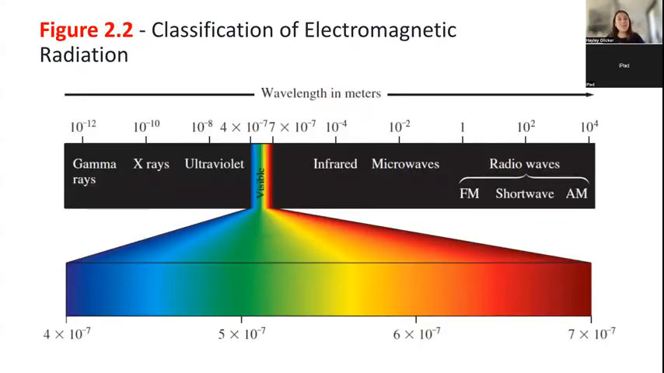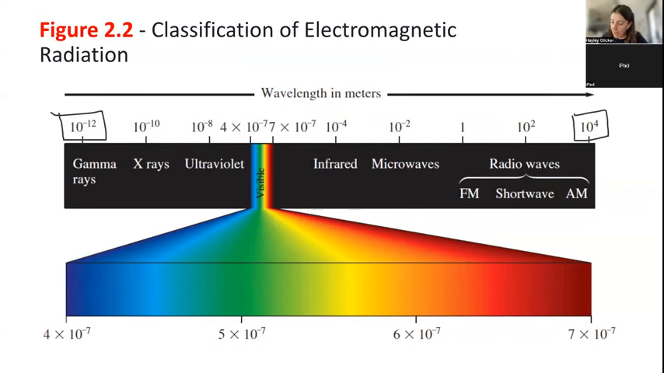Visually, this is what our electromagnetic radiation looks like. Gamma rays have the smallest wavelength. The longest wavelength are different types of radio waves. That means that gamma rays, if they have the shortest wavelength, they have the highest frequency. And radio waves have the longest wavelength, so they have the lowest frequency. And we can see here that our visible light exists in this electromagnetic spectrum.